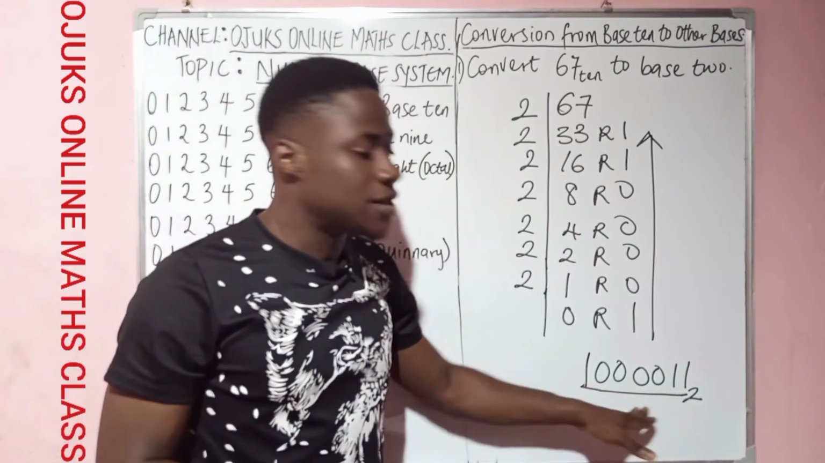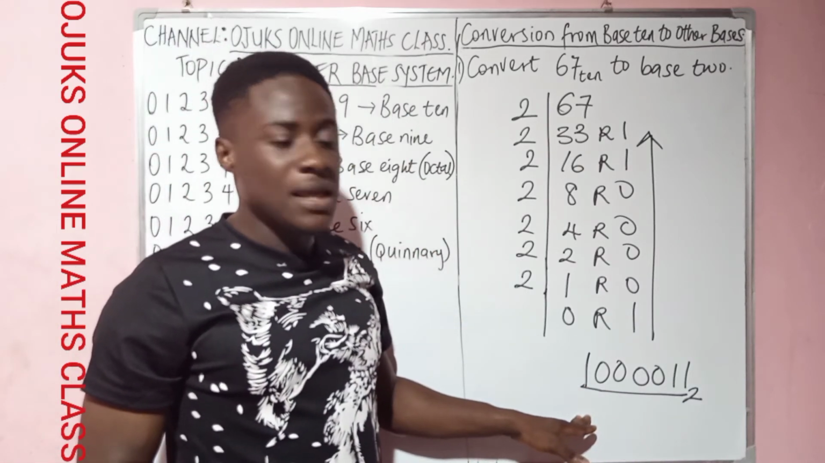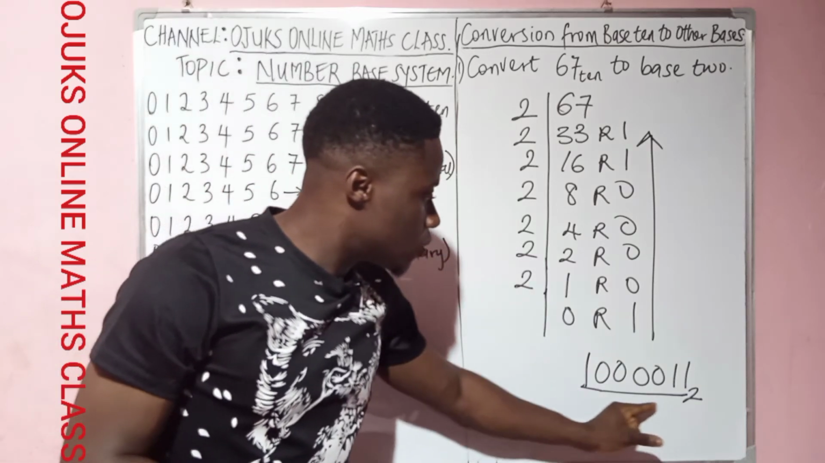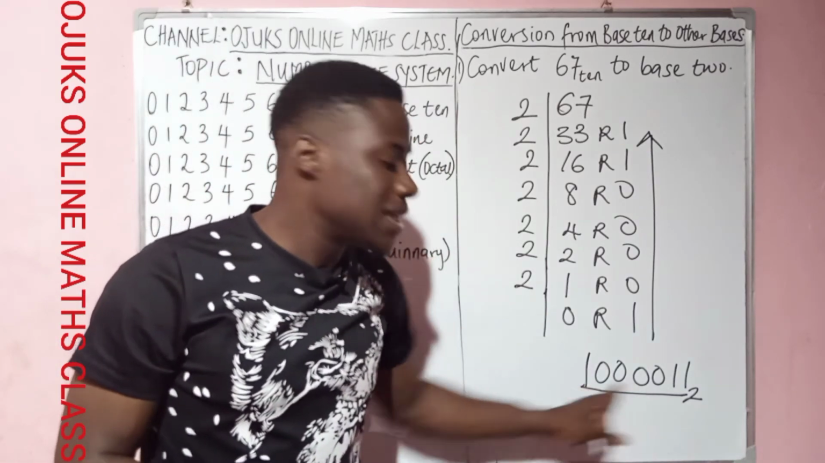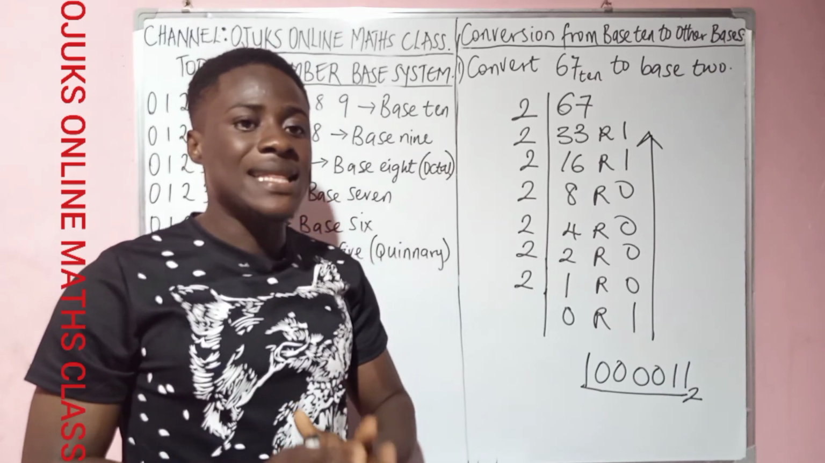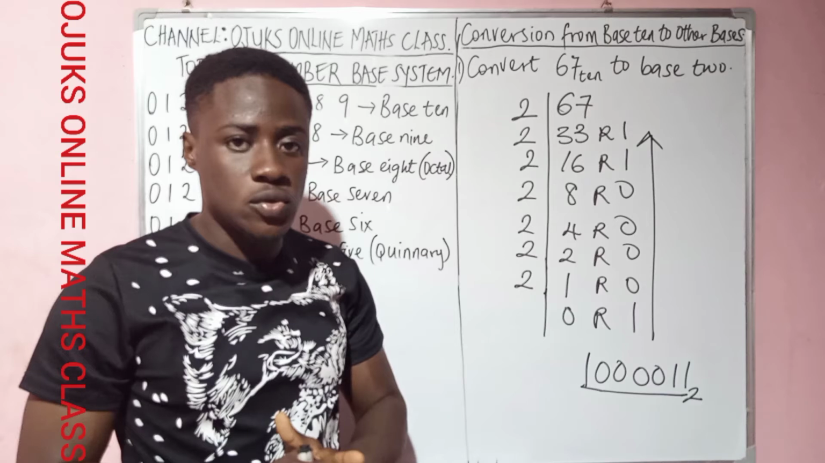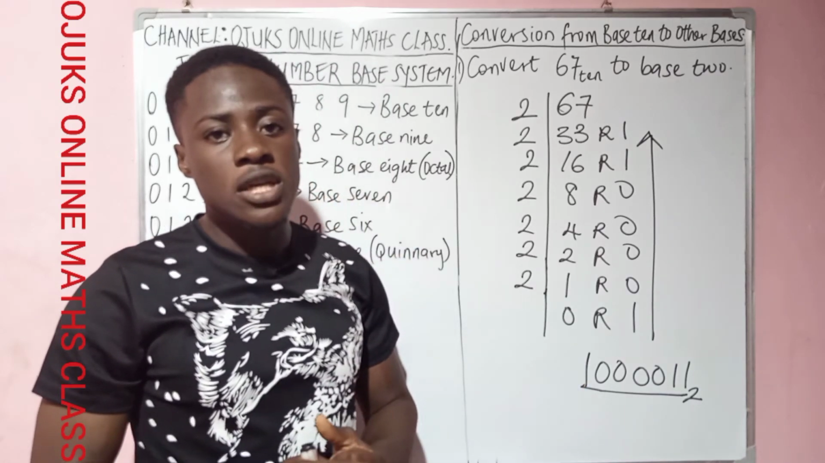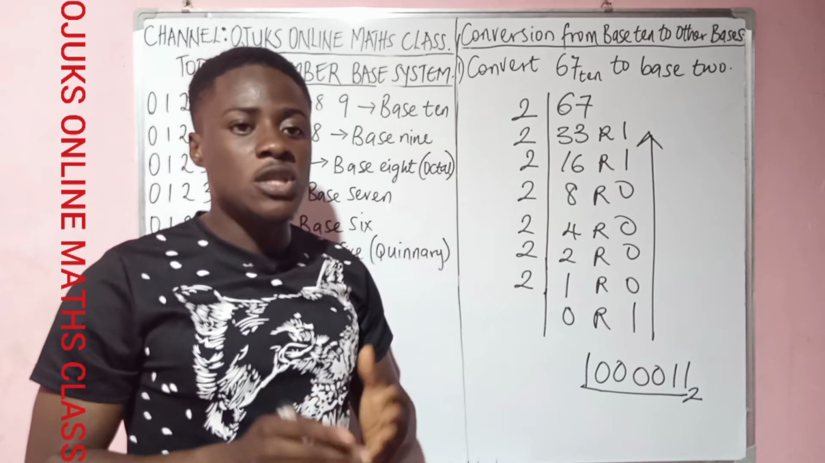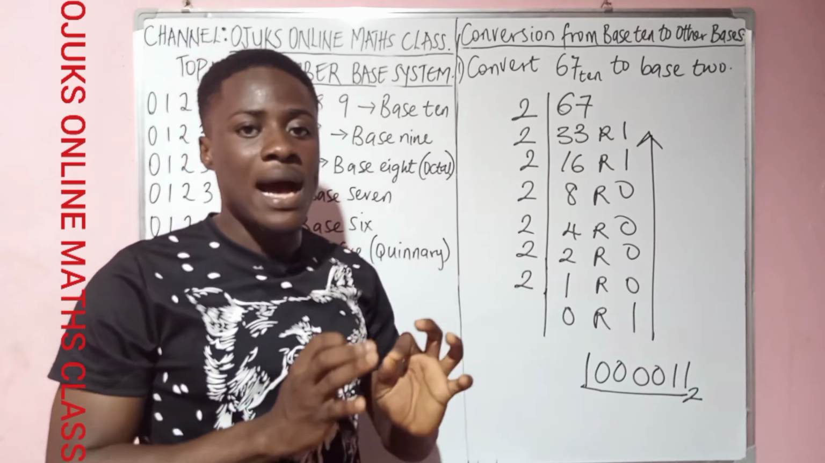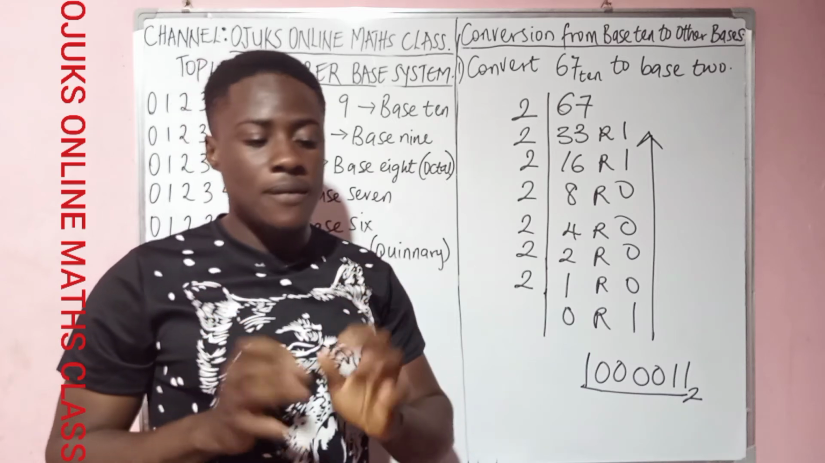As you can observe in this result, which is in base 2, there is nothing like 2 in the result. Like I said earlier, the highest number you expect to see in base 2 is just 1. Which means your result should be revolving around just 0 and 1.